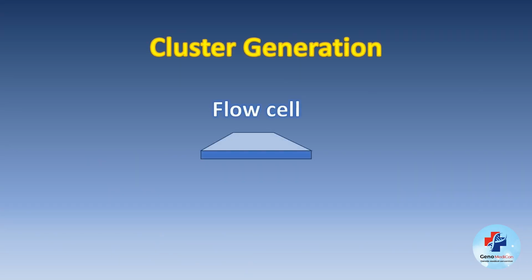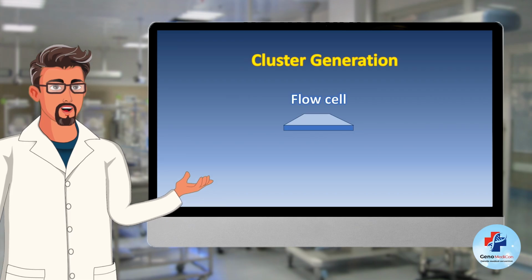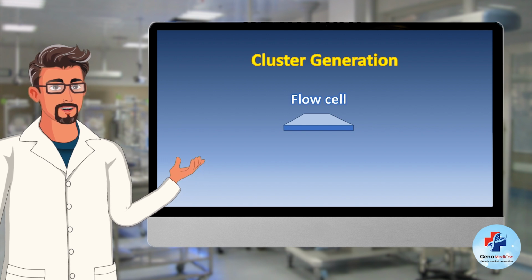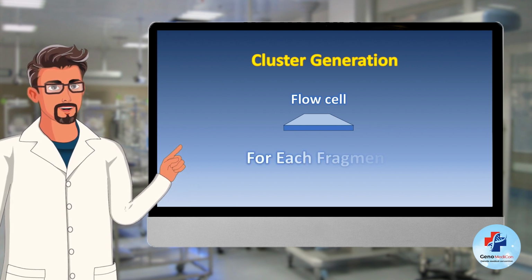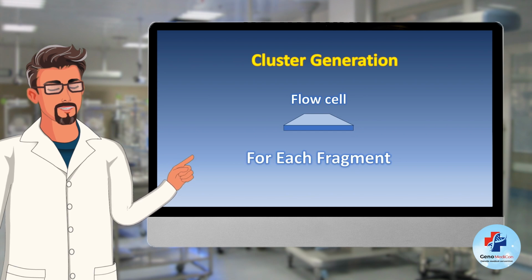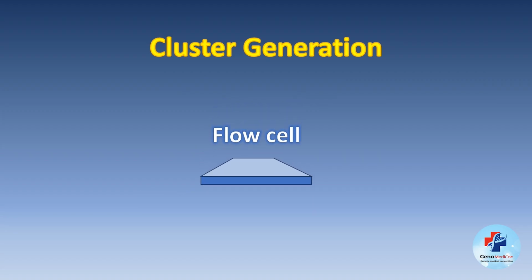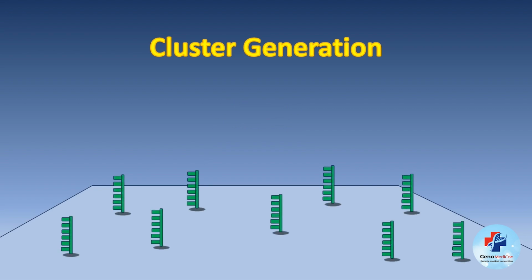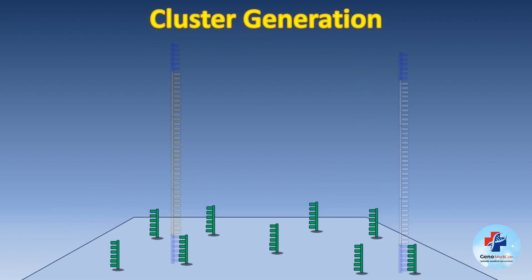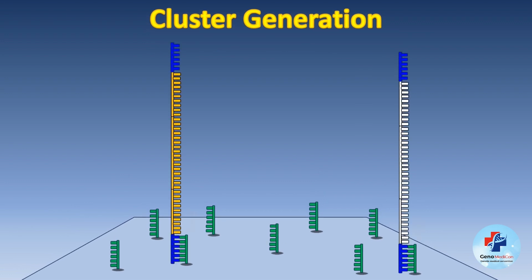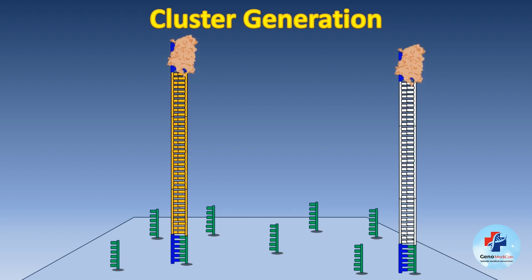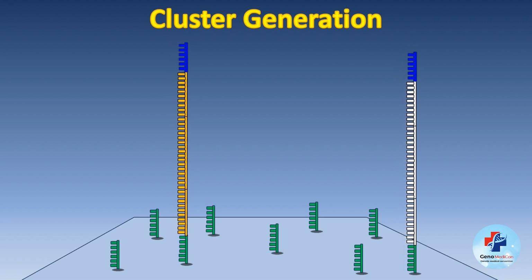The next step includes cluster generation on the flow cell. With the prepared DNA library at hand, the next crucial step is generating a DNA cluster of each of the genomic fragments on the sequencing platform's flow cell. The flow cell is a glass slide coated with oligonucleotides that are complementary to the adapter sequences added earlier. The process begins with the binding of DNA fragments to the flow cell's surface. Then, a DNA polymerase enzyme synthesizes a complementary strand to each attached fragment, creating double-stranded DNA. The original strand is washed away, leaving only the newly synthesized strand bound to the flow cell.